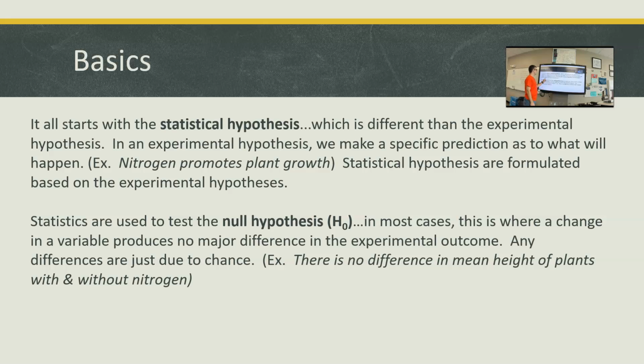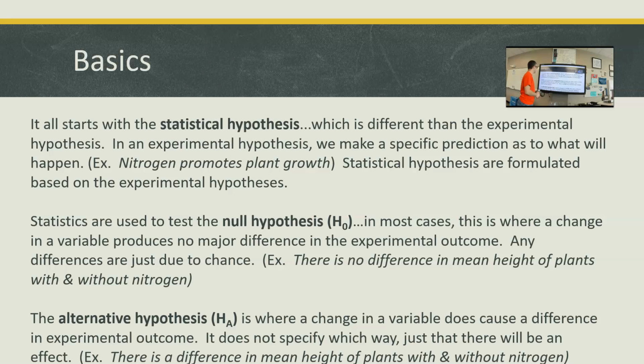So statistics are used to test what's called the null hypothesis, and you'll see this represented as H sub 0 or H naught. All right? In most cases, this is where a change in a variable produces no major difference in the experimental outcome. Any differences are just due to chance. This is called the null hypothesis. So there would be no difference in mean heights of the plants with and without nitrogen would be your null hypothesis. No change, even though I added an independent variable in there.